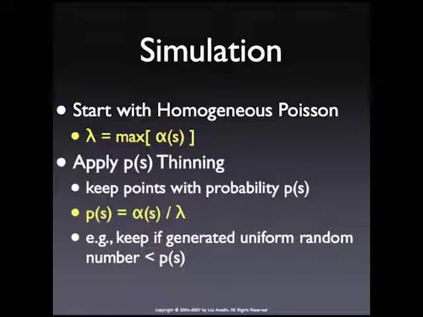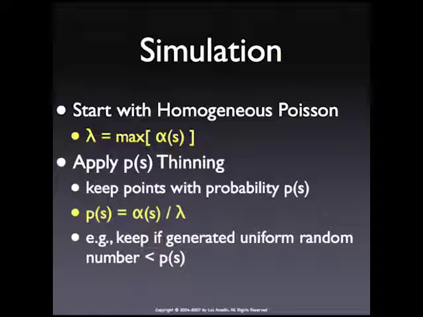That's a number between 0 and 1. Crank the machine, out comes a number. Say the number is 0.1. You keep it. 0.1 is less than 0.2. Say the number is 0.4, you don't keep it. And because it is a uniform distribution, you will keep the point exactly in 20% of the cases, and you will reject the point exactly in 80% of the cases if you do this many, many times. And that's the idea. So now we're in business.